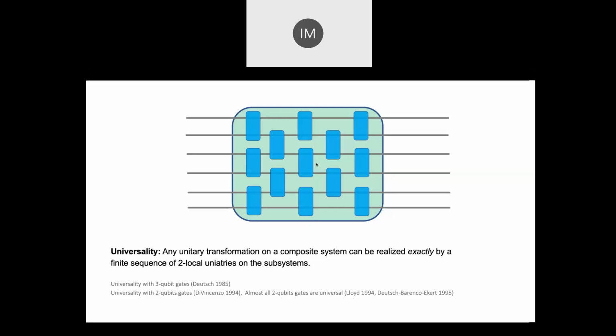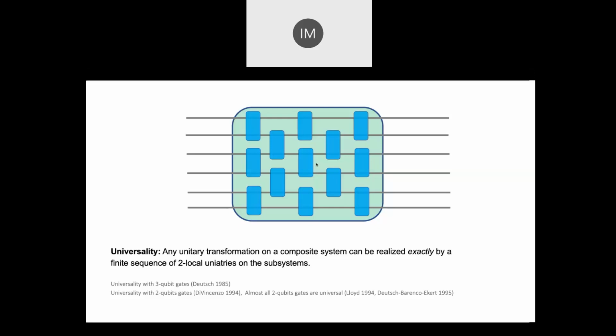So before that, meaning after the discovery of Shor's factoring algorithm, people thought you need 3-local unitaries, based on this result by David Deutsch in 1985. So he showed universality of 3-local unitaries. And then later in 95, David DiVincenzo and then Seth Lloyd showed how you can achieve universality with 2-local gates.